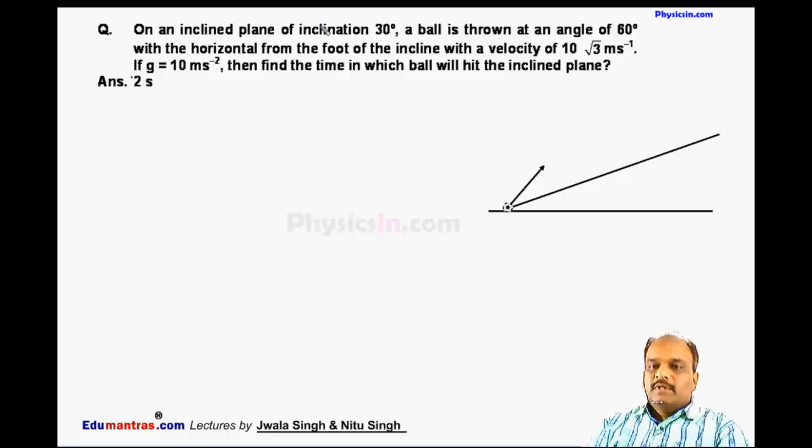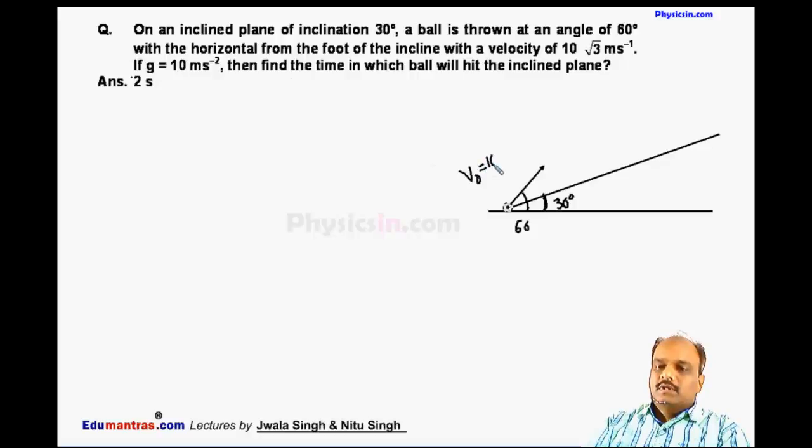On an inclined plane of inclination 30 degrees, this angle of inclination is 30 degrees. This is an inclined plane, inclined at an angle of 30 degrees with the horizontal ground. A ball is thrown at an angle of 60 degrees with the horizontal. This angle is 60 degrees. This is a ball, it is projected from here, from the foot of the plane, with a velocity v0 equal to 10 root 3 meter per second.